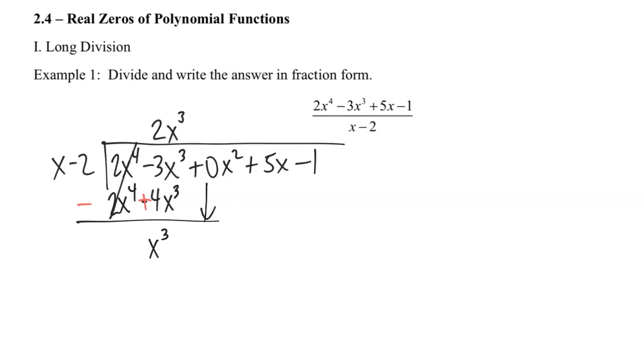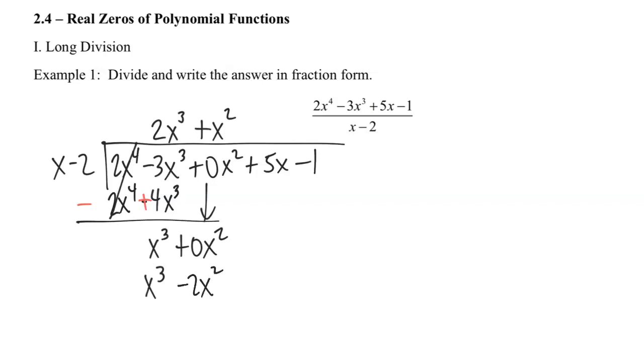Then I'm going to drop the next item down to the last line and start the process all over. So what is x cubed divided by x? x cubed divided by x is x squared. That's going to go above my x squared term, which again, you see why it's really important to have things lined up correctly. After I divide, I'm going to multiply, so x squared times x is going to give me x to the third, and x squared times negative 2 is going to give me minus 2x squared.